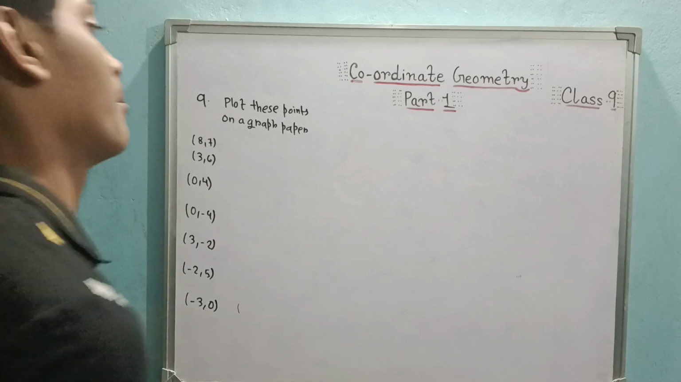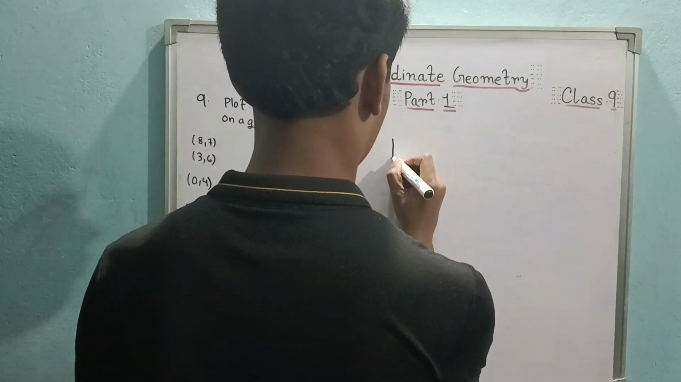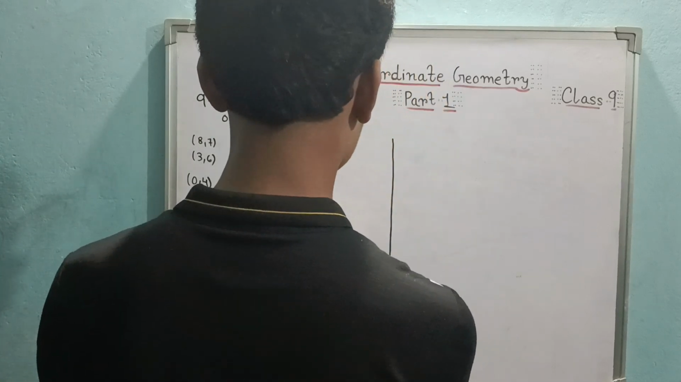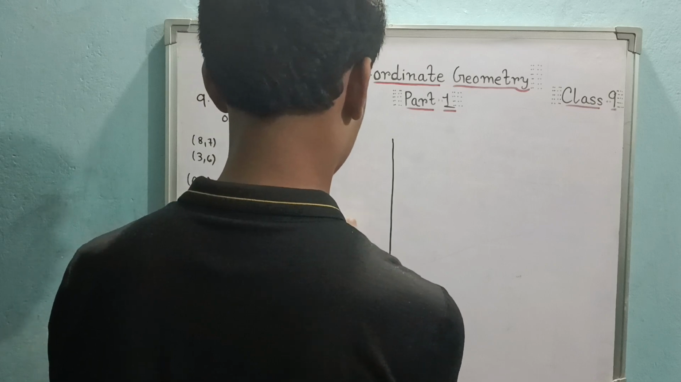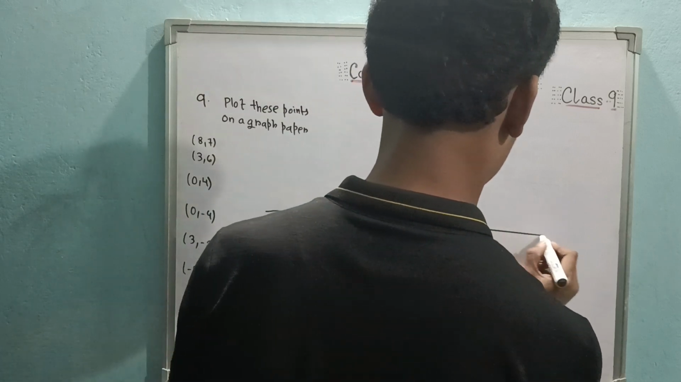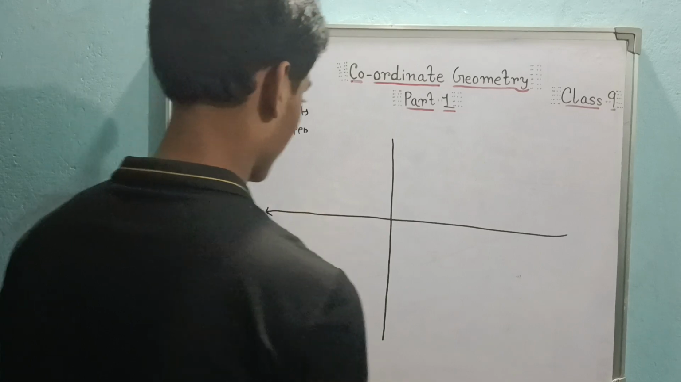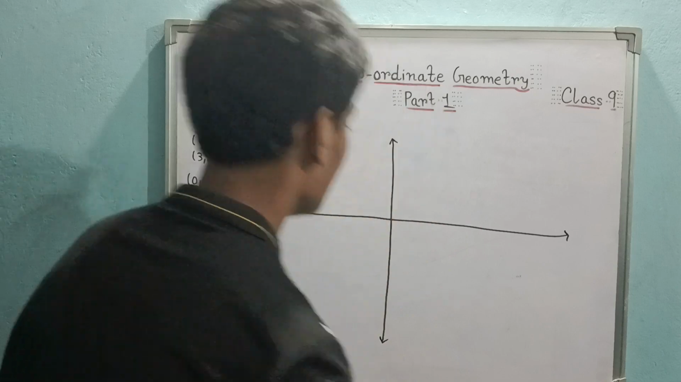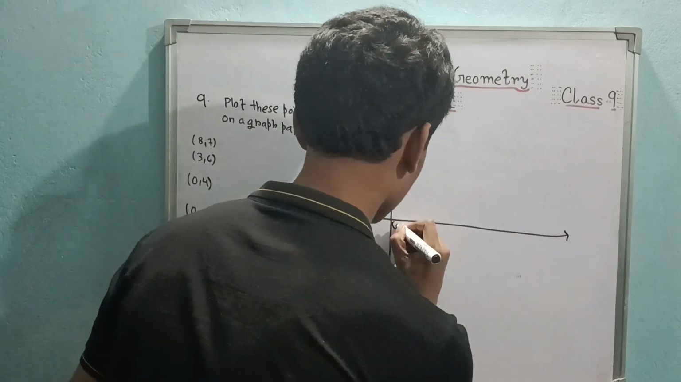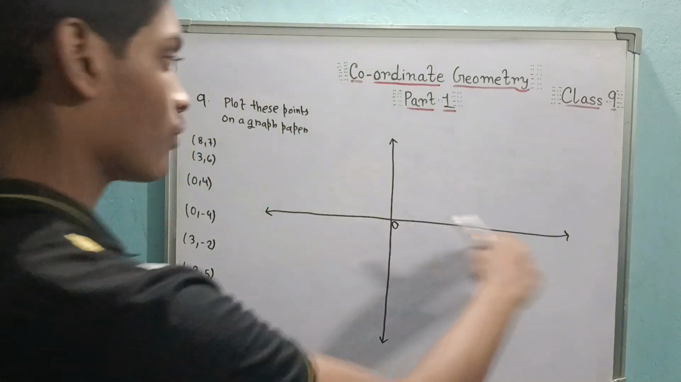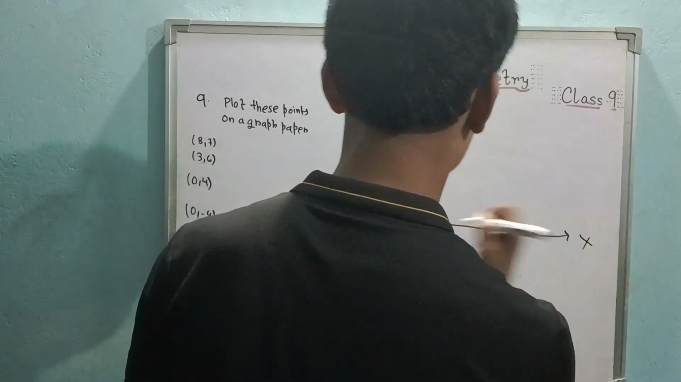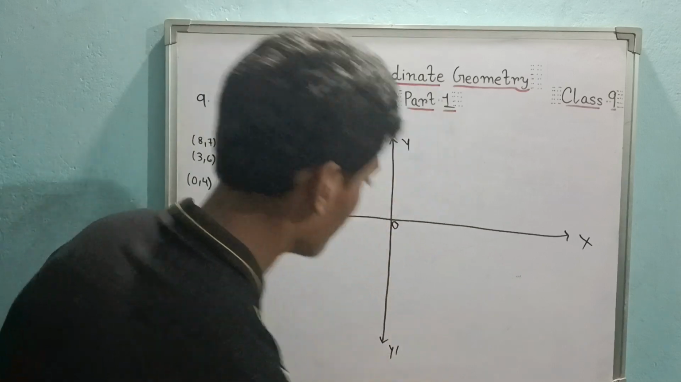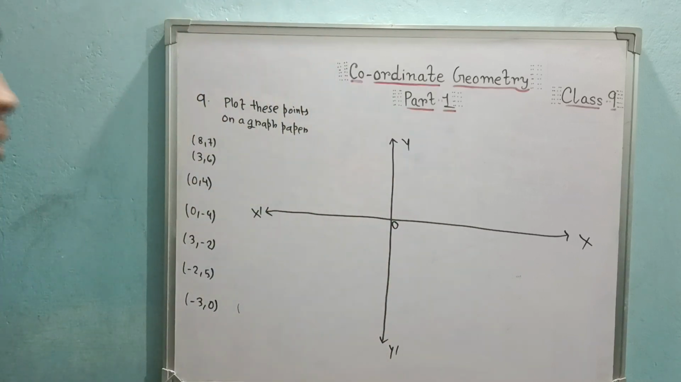So let's draw a graph. Y-axis, x-axis, extending to both sides. This is O, the center. Now let's draw the sides. This one, x-axis. Then x, x dash, y, y dash. It's a big one. You will understand everything smoothly.